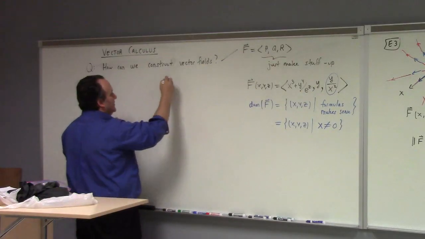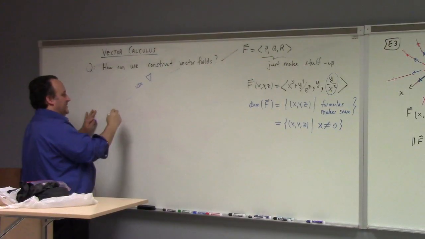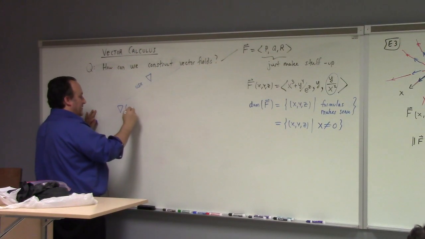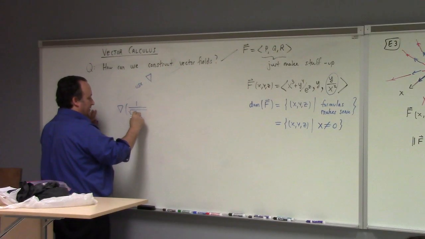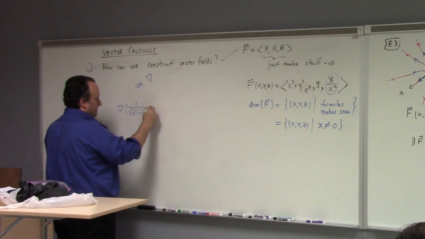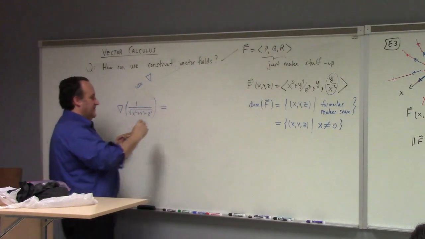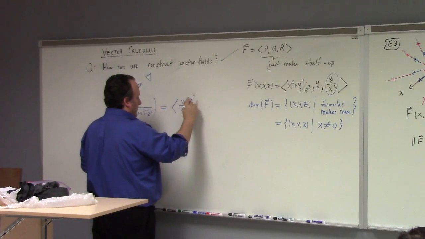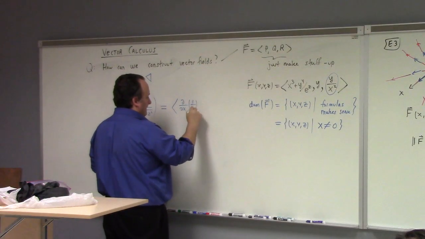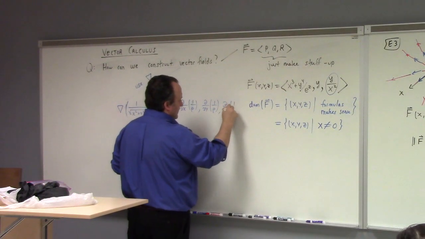But another way, we could use nabla. What if we take nabla of, oh, I don't know, 1 over the square root of x squared plus y squared plus z squared? What's that? We know how that works. So we've got partial x of 1 over rho, partial y of 1 over rho, partial z of 1 over rho.